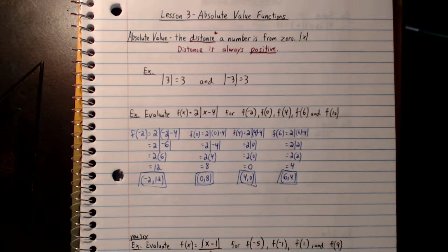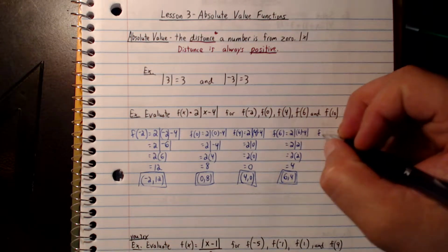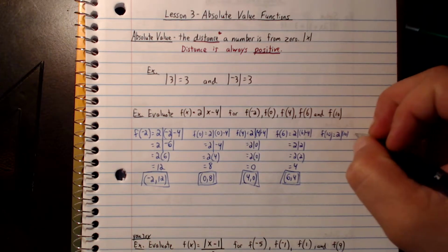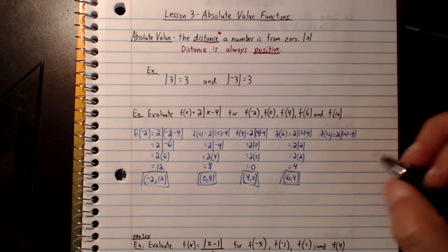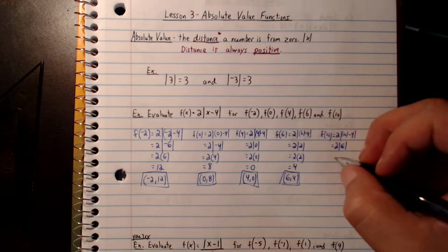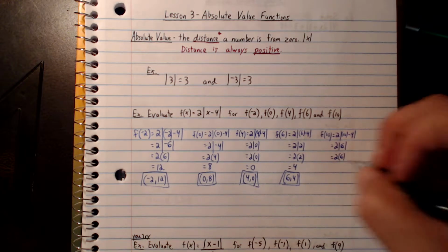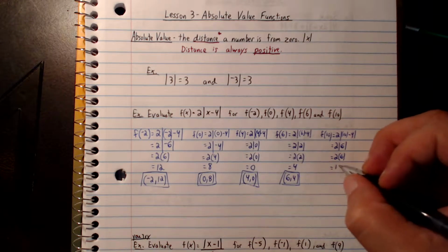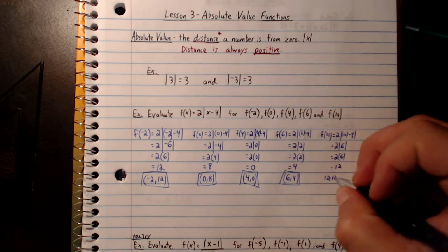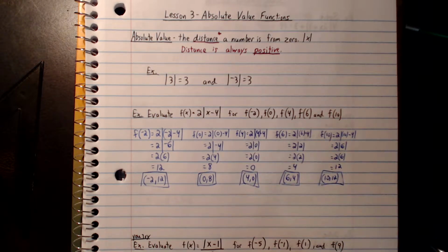And our final one, 10. F of 10. 10 minus 4 gives us 6. Absolute value of 6 is still 6. 2 times 6 is 12. So if we plug in 10, we should expect 12 out.